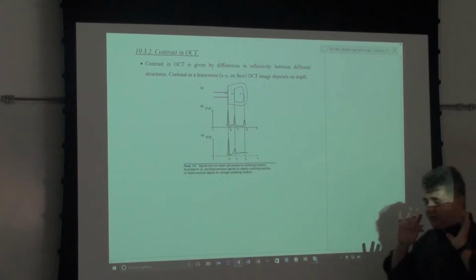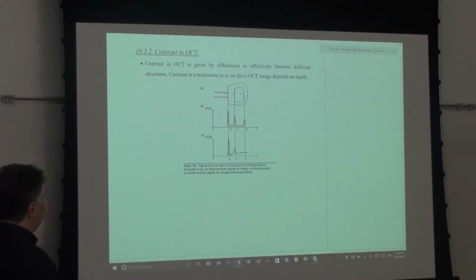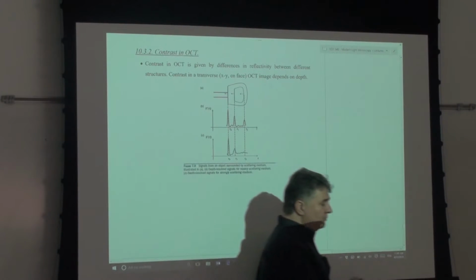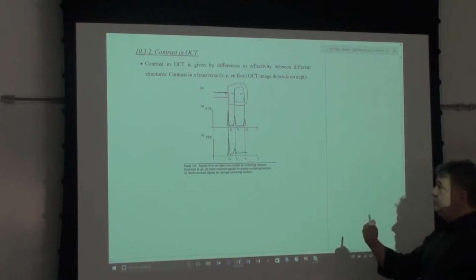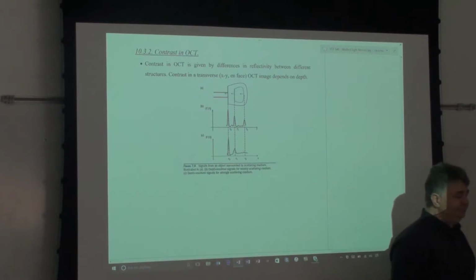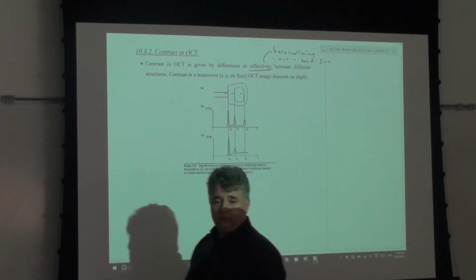So we are now experts on resolution. And the special thing is that the axial resolution depends on the coherence function. How about contrast? What gives contrast in OCT? This is backscattering. So OCT is label free, also like the interference microscopy techniques that we talked about earlier.